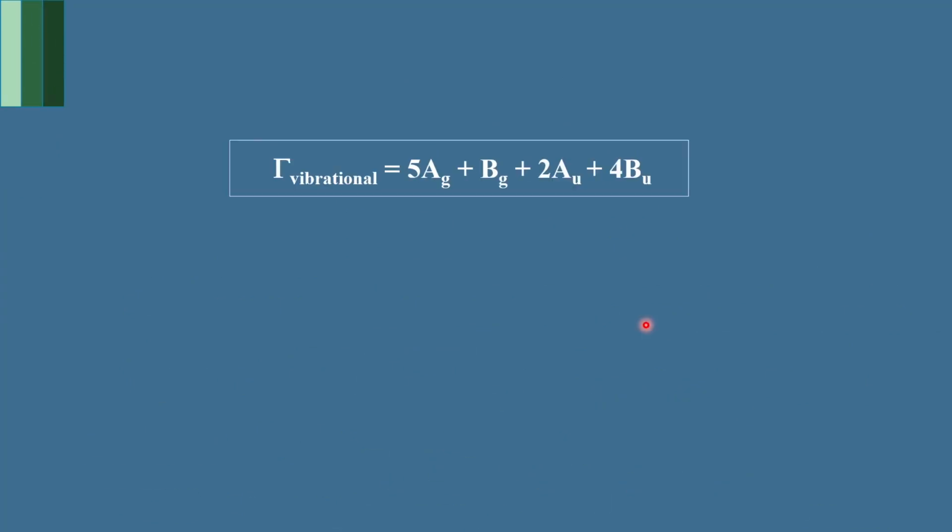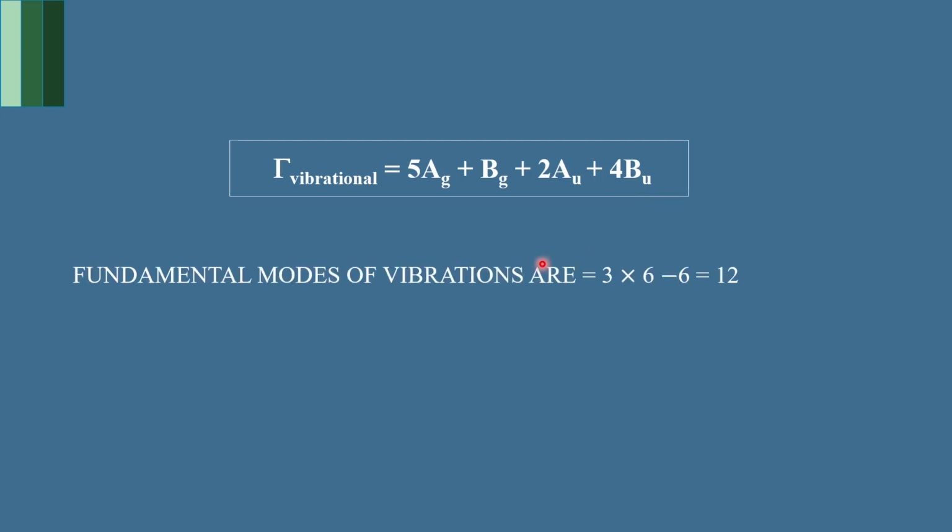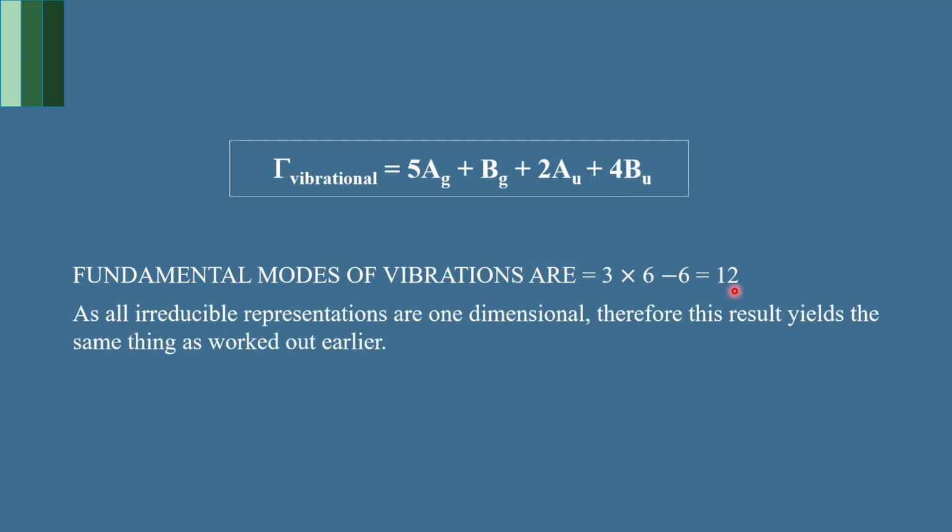So that makes it the thing. The final expression is 5Ag plus Bg plus 2Au plus 4Bu. Just calculate how many fundamental modes of vibration there are, because all of them are one dimensional. So it is 5 plus 1, 6, 6 plus 2 is 8, 8 plus 4 would be 12. Now since there are 6 atoms, 3n minus 6, 6 times 3 is 18, minus 6, that is 12. So yes, it matches what we believe to be there. 18 minus 6 must be 12.